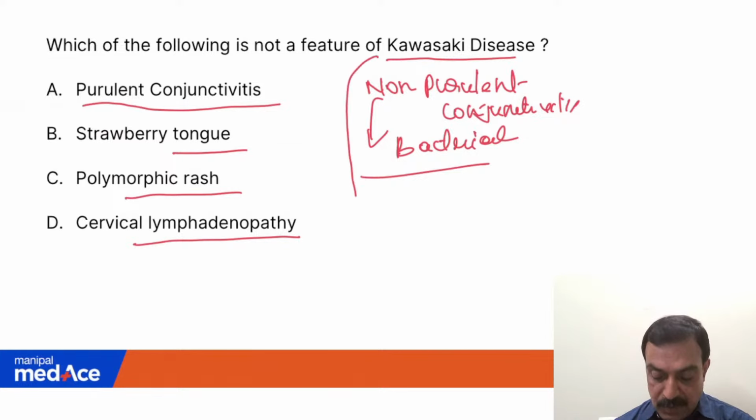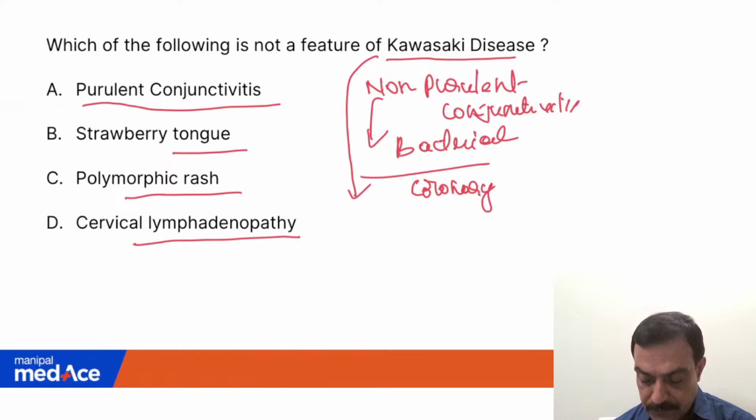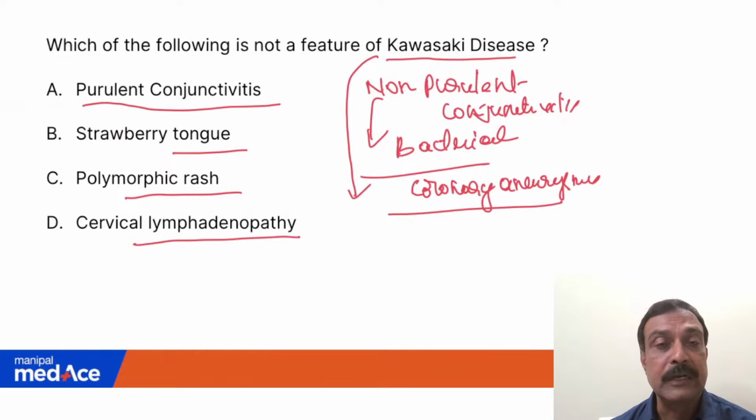And as I mentioned, Kawasaki disease is one of the most common causes of acquired heart disease in the pediatric population nowadays. It is known to cause coronary aneurysms and long-term complications related to coronary aneurysms.